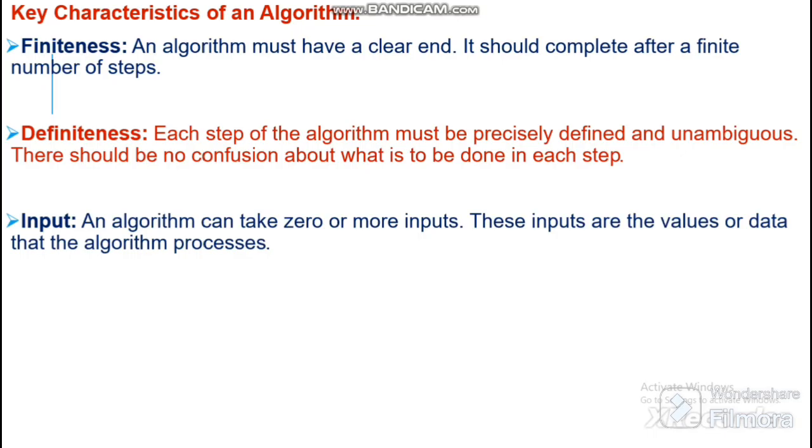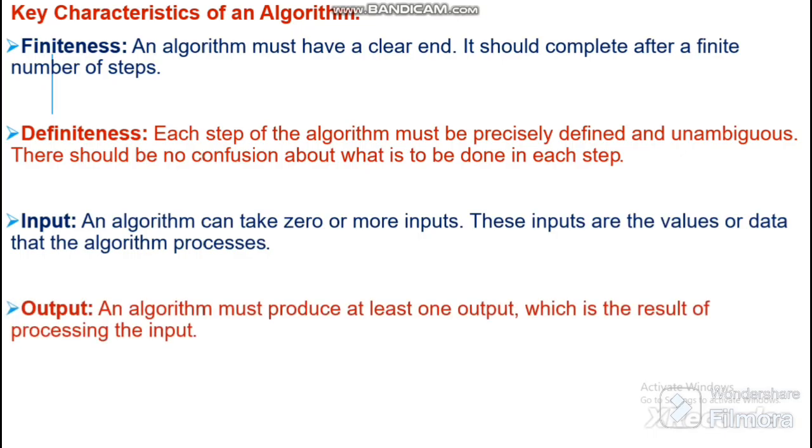Next, output. An algorithm must produce at least one output, which is the result of processing the input. Without output, why would we need to write the program, right? There may be many outputs, but an algorithm must produce at least one output.